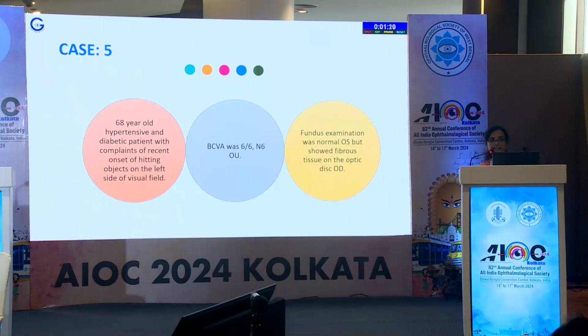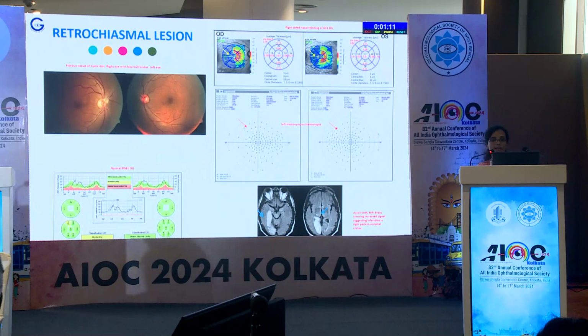Now the last case is a 68-year-old hypertensive and diabetic with recent complaints of hitting objects on the left visual field. Vision was normal, fundus was also essentially normal, but look at the visual fields, left homonymous hemianopia, and look at the GCL, exact right-sided nasal thinning of the GCL mapped on OCT corresponding to the visual field defect, whereas RNFL was within normal limits. And as expected, he had a right-sided infarction of the parieto-occipital cortex, which was responsible for his hemianopia.